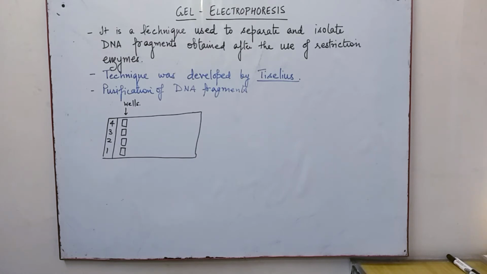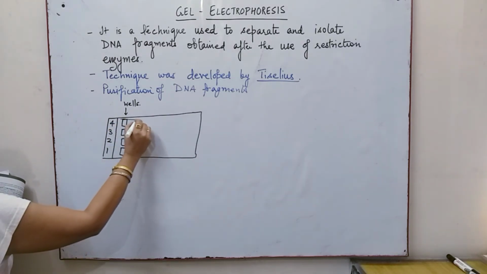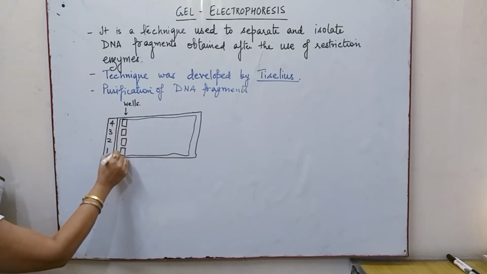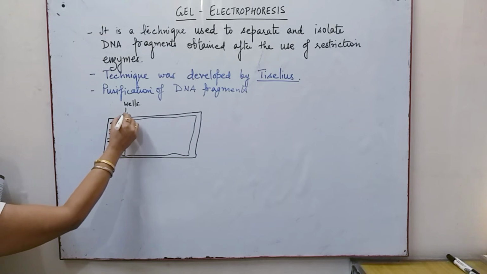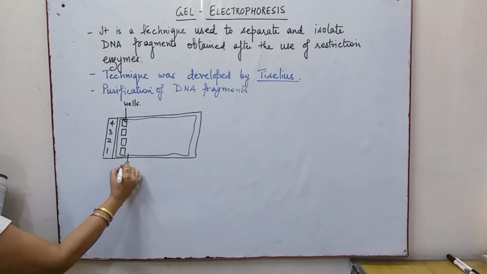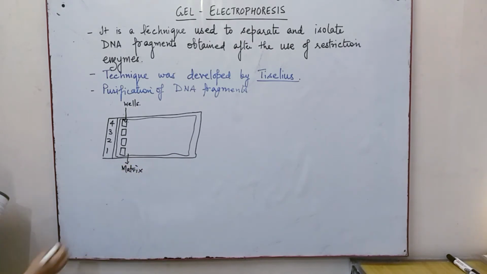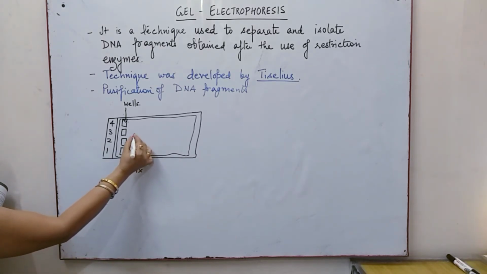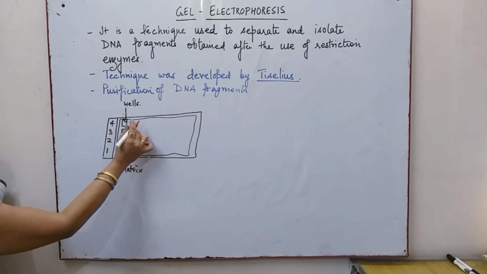This is the matrix or the gel, that is the matrix over here. This gray portion, this is the matrix. These are the wells. This is the matrix. Then the DNA fragments are placed over here. These are the DNA fragments shown in red.